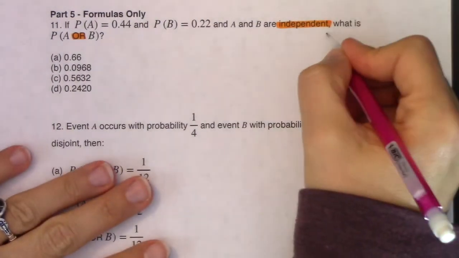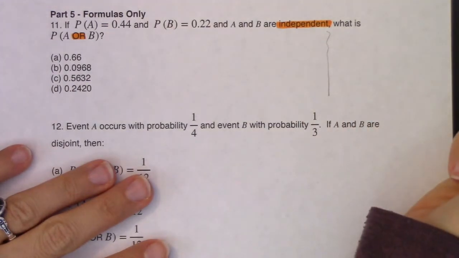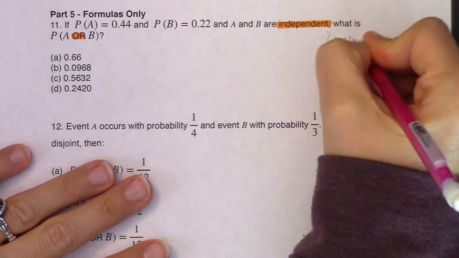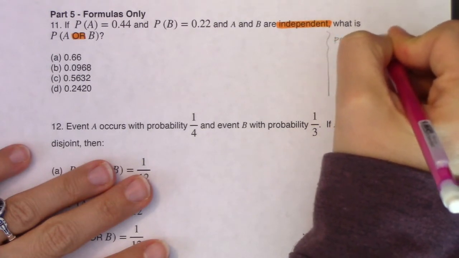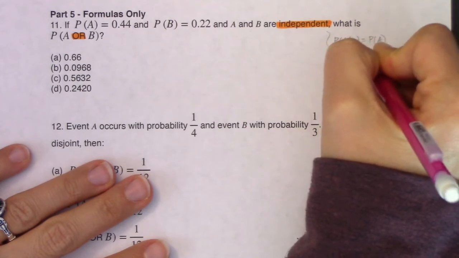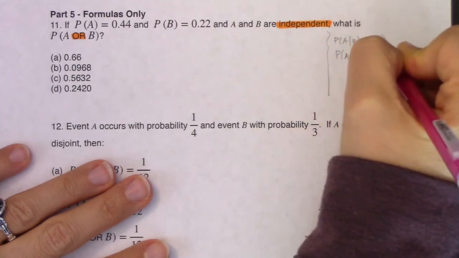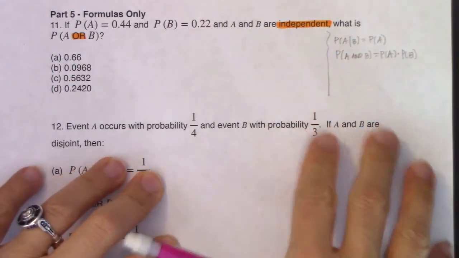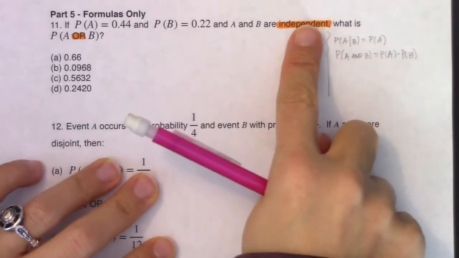So if they are independent, I'm gonna make some notes off to the side. I know that the probability of A given B is the same as the probability of A, and I also know the probability of A and B is equal to the probability of A times the probability of B. Right? I get to use those formulas because I was told they were independent.